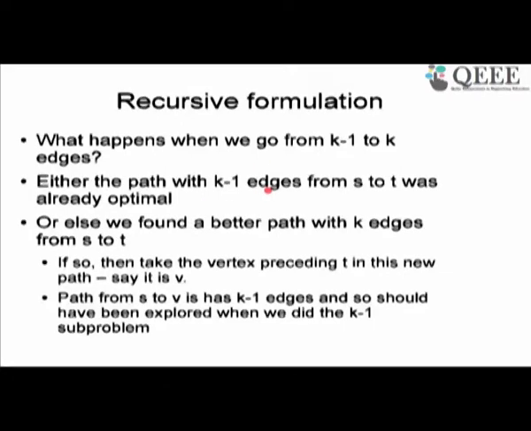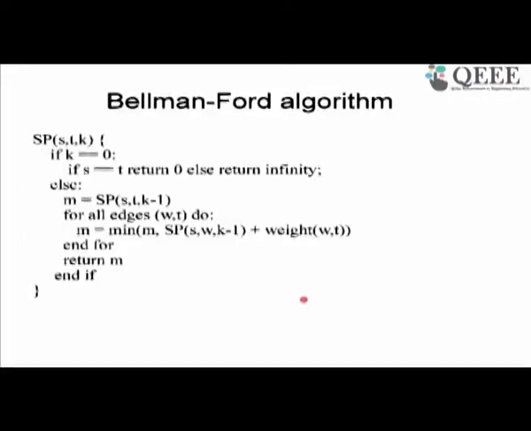So there are two possible conditions: either the k minus 1 edges were already optimal, meaning subproblem k minus 1 already found you the best solution to t, or else it was not the best, but when I went from k minus 1 to k, I improved it. How did I improve it? I found a node u to which there is a k minus 1 path, and then from u I came to this particular t, and this path improved it. So either I improved it or I did not improve it. Those are the two conditions. Based on that, I can write the recursive algorithm very simply.